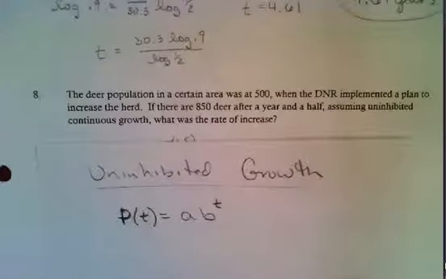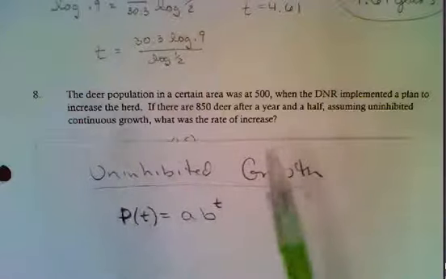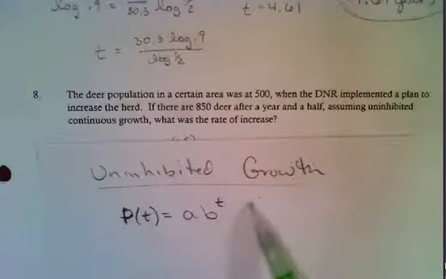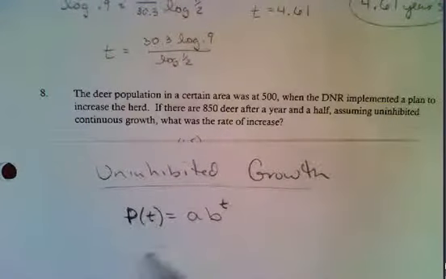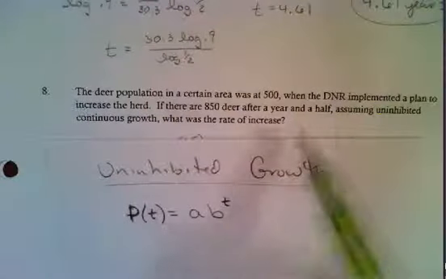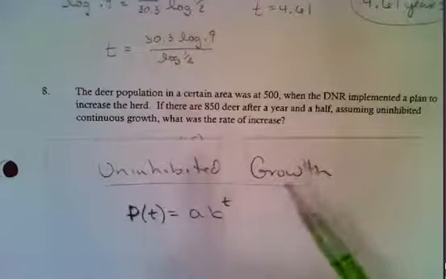Okay, the ones that talk about uninhibited growth. Uninhibited growth just means it's getting bigger and bigger without stopping. Like in real life, normally we think about logistics, but uninhibited just means we're assuming it's going to keep growing, even though we know at some point it's got to level off.